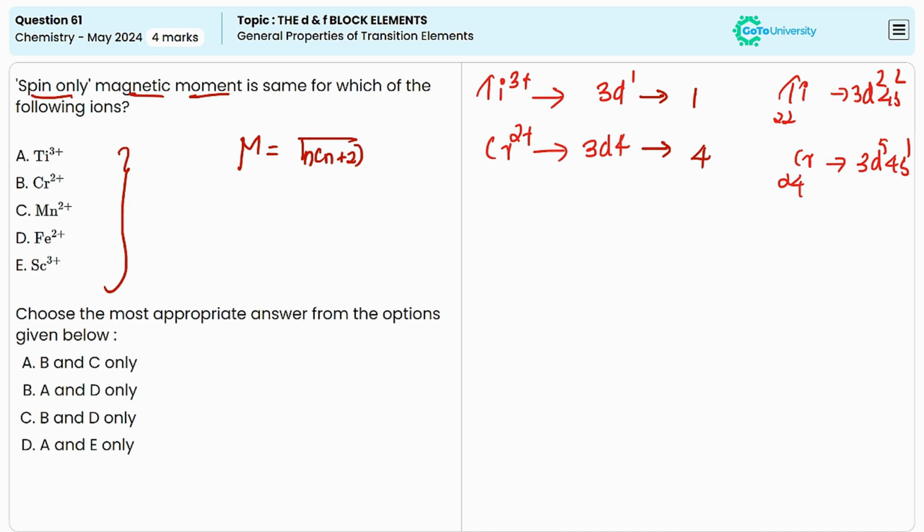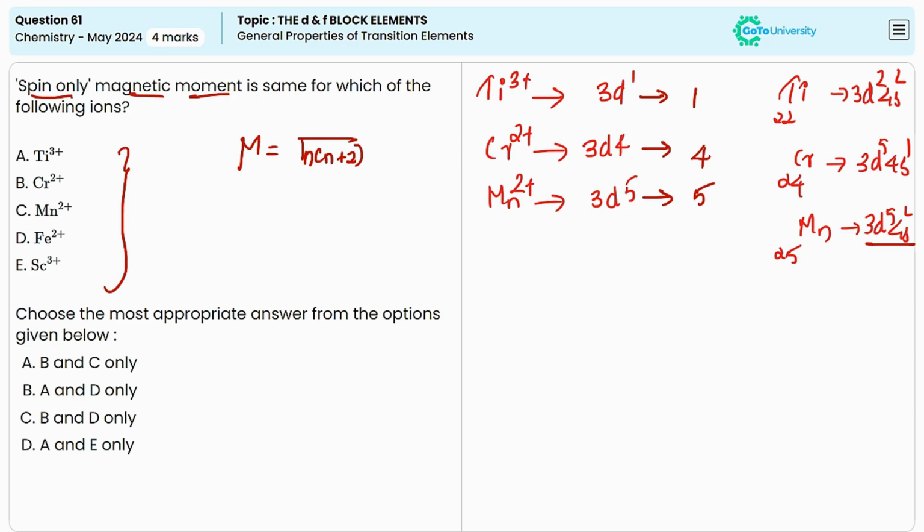The third one is Mn2 plus ion, which has the electronic configuration 3d5 because manganese has 3d5 4s2 configuration. All these 5 electrons will be unpaired. So the number of unpaired electrons will be 5.